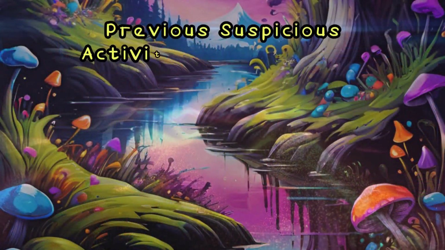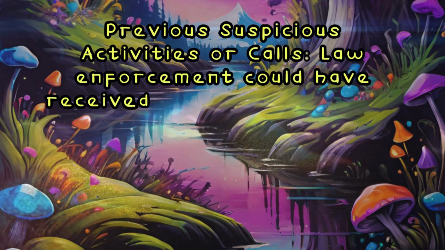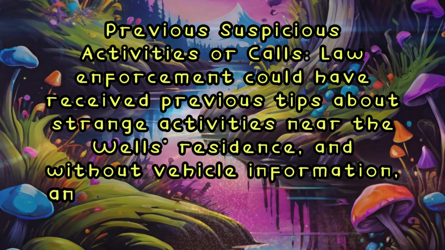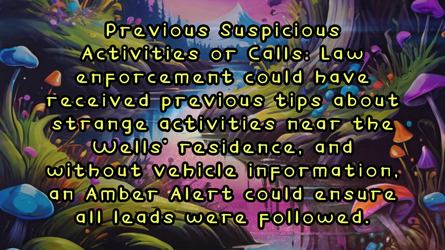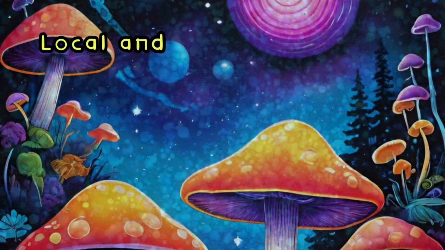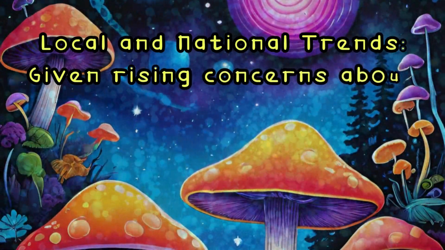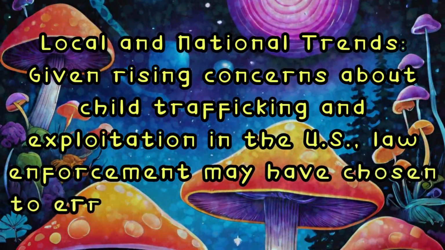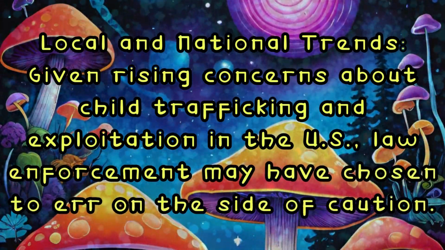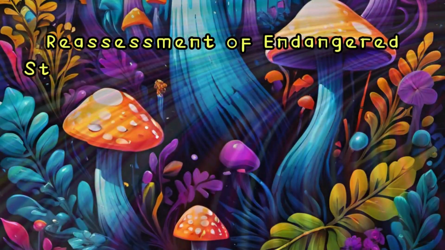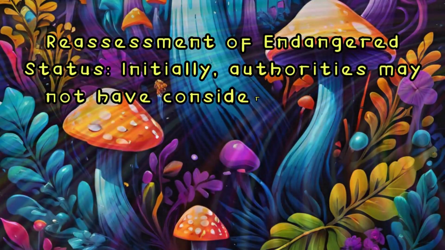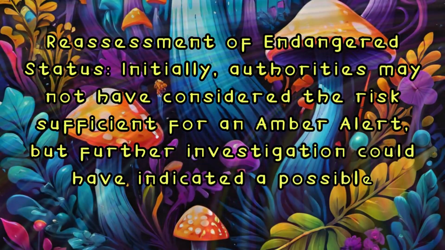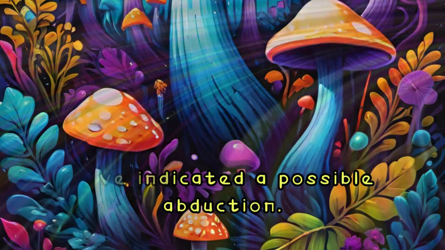Previous suspicious activities or calls. Law enforcement could have received previous tips about strange activities near the Wells residence, and without vehicle information, an Amber Alert could ensure all leads were followed. Local and national trends. Given rising concerns about child trafficking and exploitation in the U.S., law enforcement may have chosen to err on the side of caution. Reassessment of endangered status. Initially, authorities may not have considered the risk sufficient for an Amber Alert, but further investigation could have indicated a possible abduction.